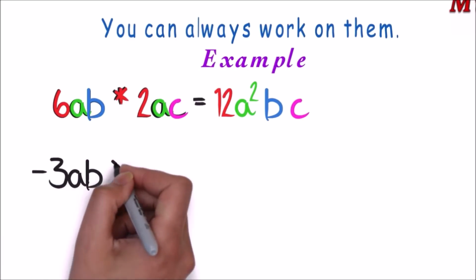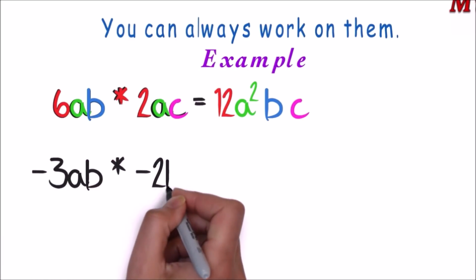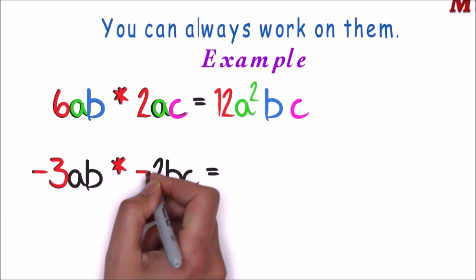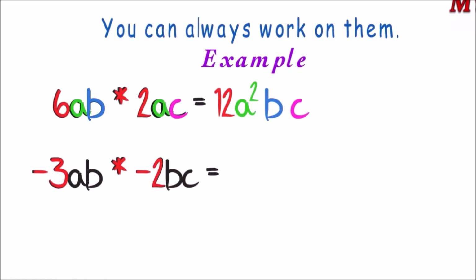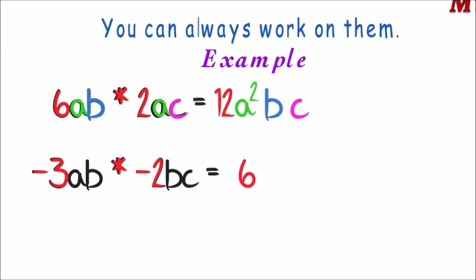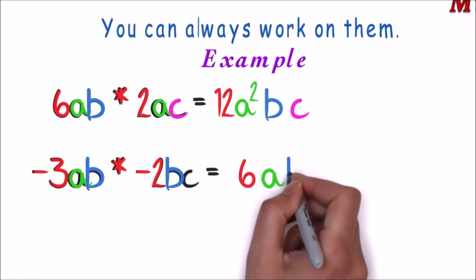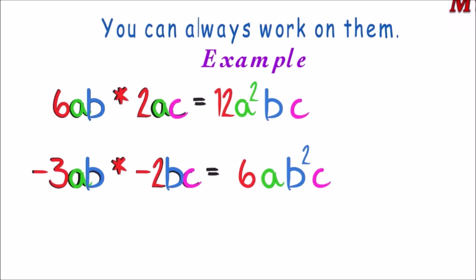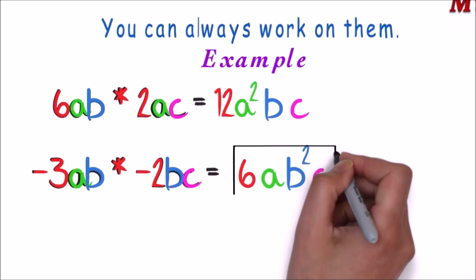Negative 3ab times negative 2bc. Here we multiply the negative 3 and negative 2. These are both negatives, so we have positive 6. Next, we look at the occurrence of the letters. The a occurs just once, the b occurs twice, and the c occurs once. So our final answer is 6ab squared c.